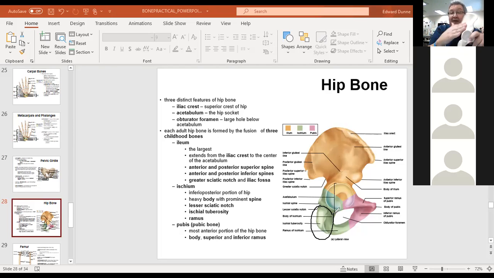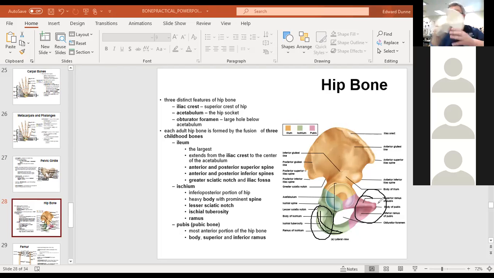So we got the ilium, the top portion. We got the posterior portion, which is the ischium. And we have the front portion, which is the pubic bone or the pubis. And so you can see the pubis right here on the picture. It's a pointed area. It's this area in pink. It's different than this rounded area right here on the ischium. More rounded. This one's pointed.